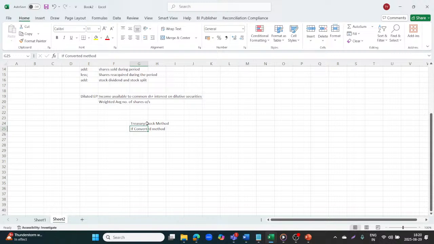Now in the if-converted method, let's take one example. Suppose this is post conversion and this is actual, and here we'll consider the first one as your income. Suppose income, actual, is 1000, and post conversion will also be 1000. Second, there is bond interest.